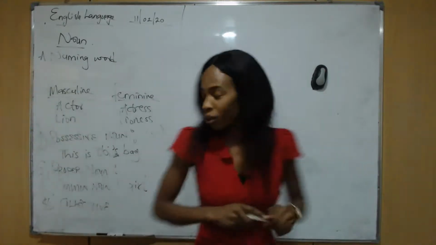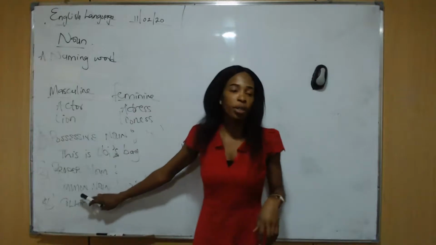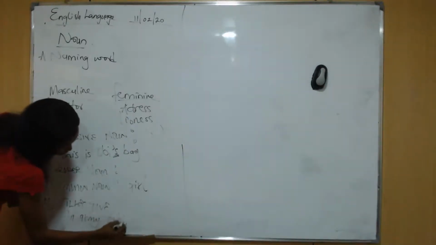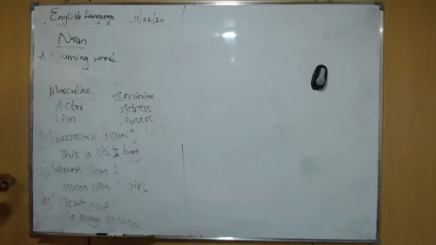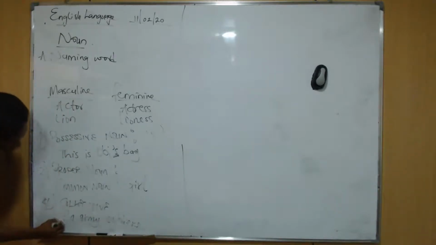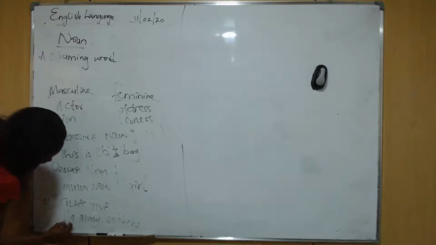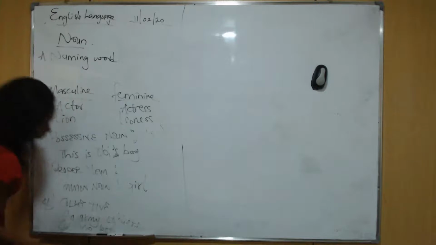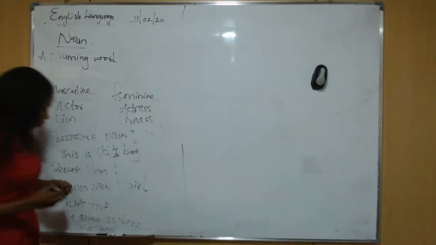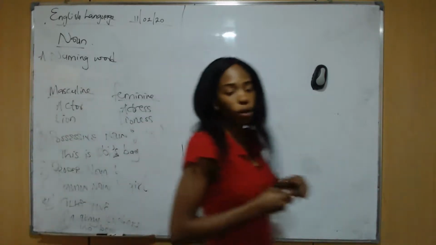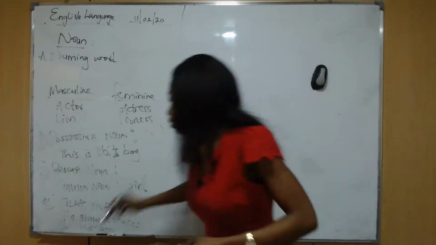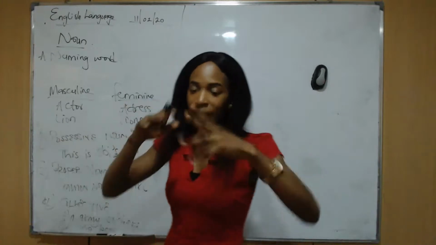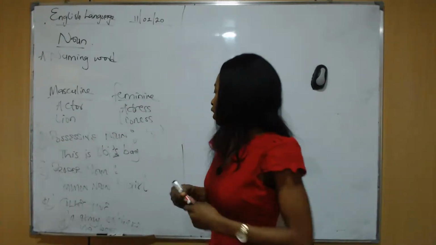Collective noun, do not mistake it for common noun. It's quite different. Collective, an army of soldiers. This is a collective noun. A heap of bees. These are all what? Collective nouns. A noun given to a group of people or things that denote the same idea, that are the same kind.